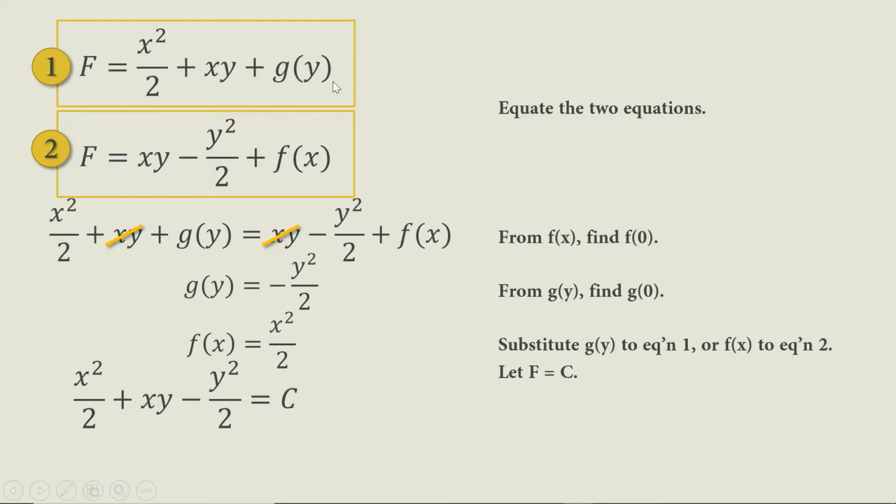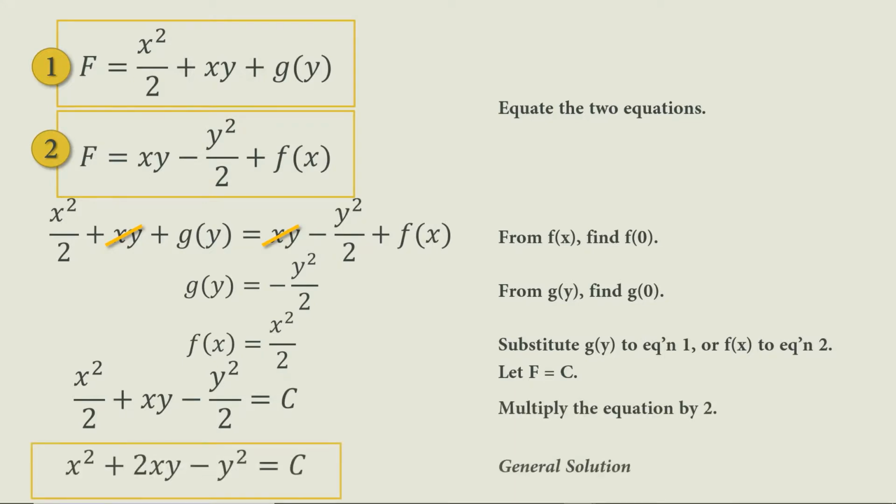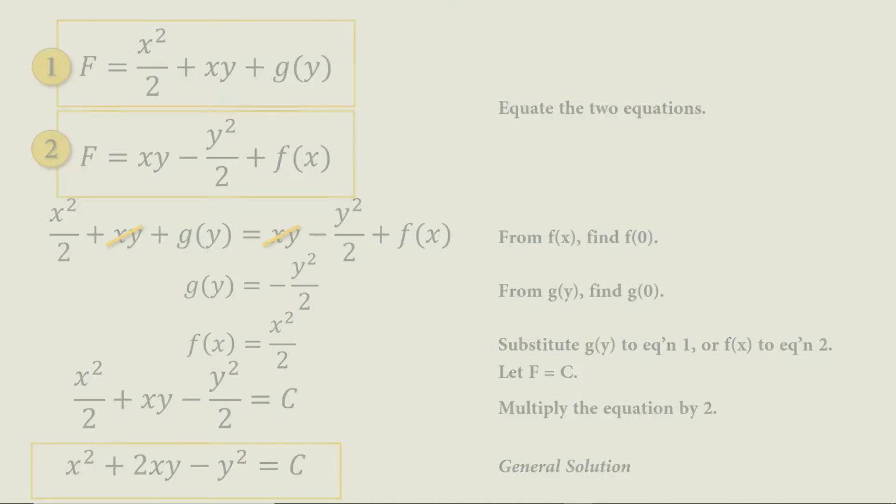Since our gy is equal to negative y squared over 2, ipapalit ko siya sa aking gy, and our f is equal to c. And then multiplying 2 to our equation in order to simplify this equation. Okay, that results to x squared plus 2xy minus y squared is equal to c. That is our general solution.